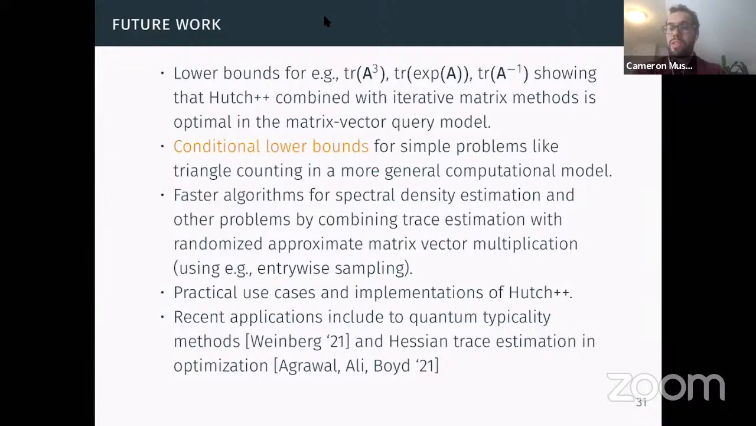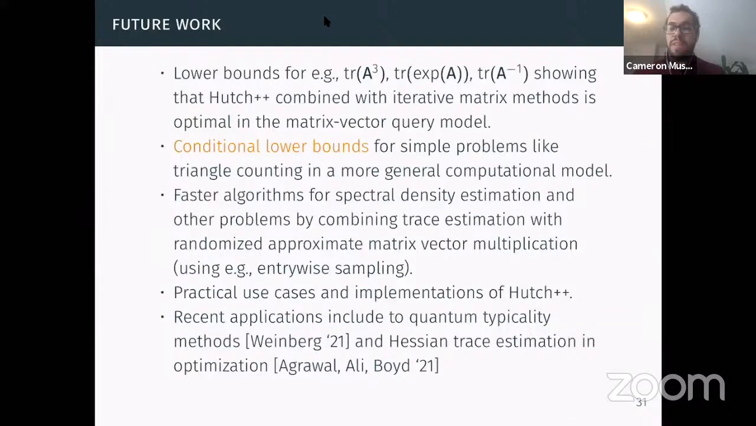Another thing we'd like to do, but this is much harder, is to give at least conditional lower bounds for simple problems like triangle counting, meaning trace of A cubed, in a more general computational model. In general, we don't have a lot of computational lower bounds in linear algebra when we're allowed to access our matrix in an arbitrary way. And for giving lower bounds on, say, computing trace of A cubed, there's been some work in theoretical computer science on connecting these problems to improving the speed of fast matrix multiplication. But the work is limited. It mostly looks at combinatorial problems like triangle counting. And we'd like to extend that to other problems in numerical linear algebra.